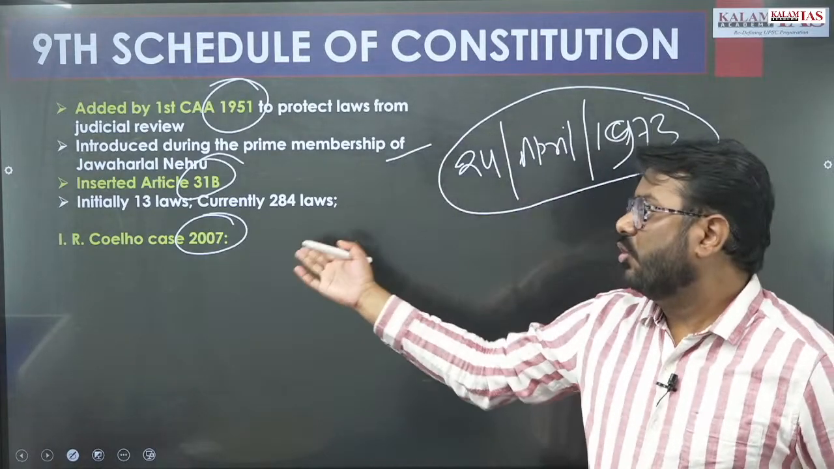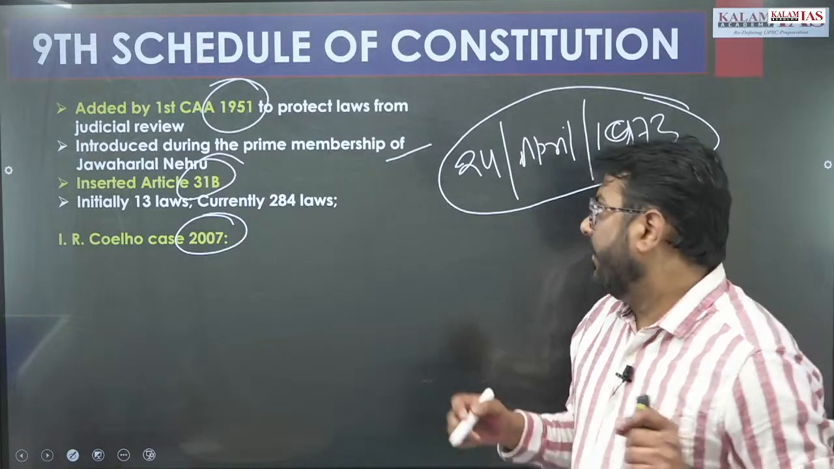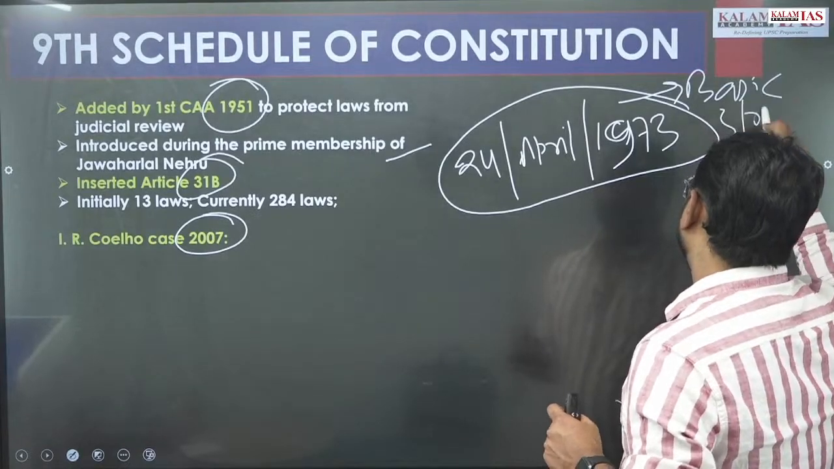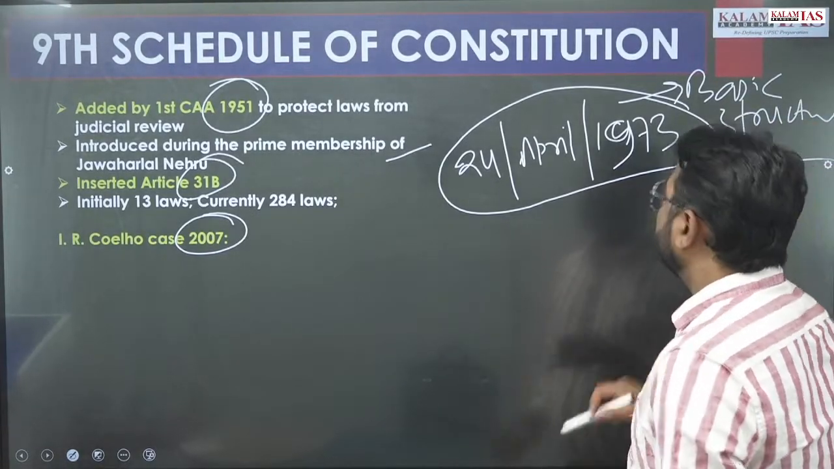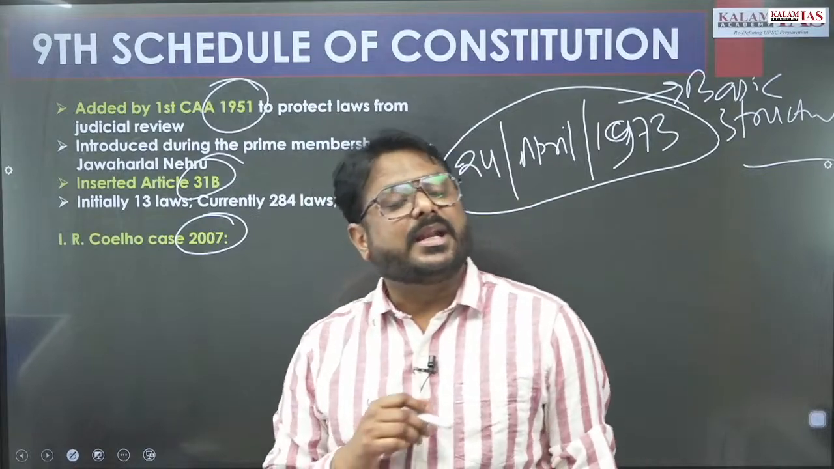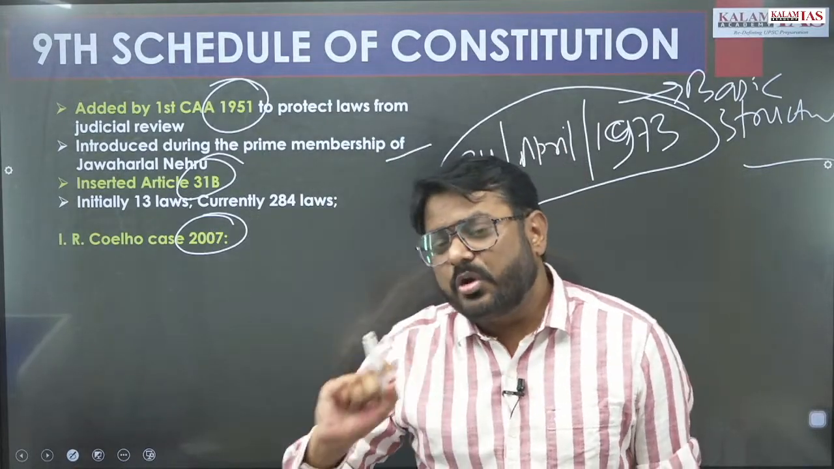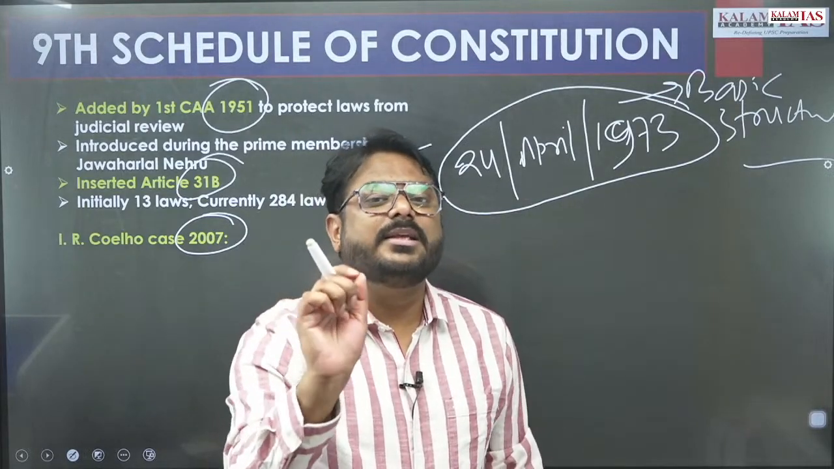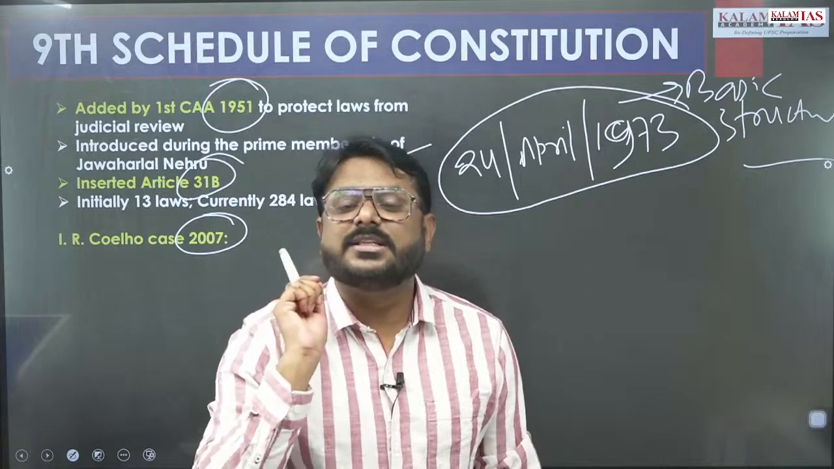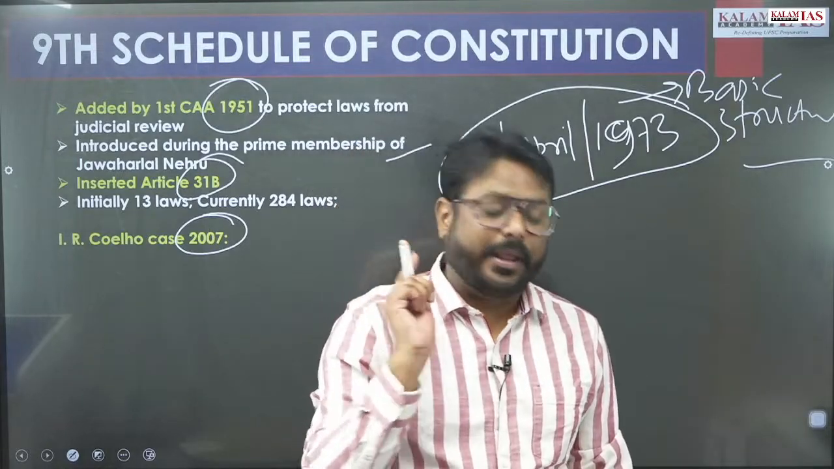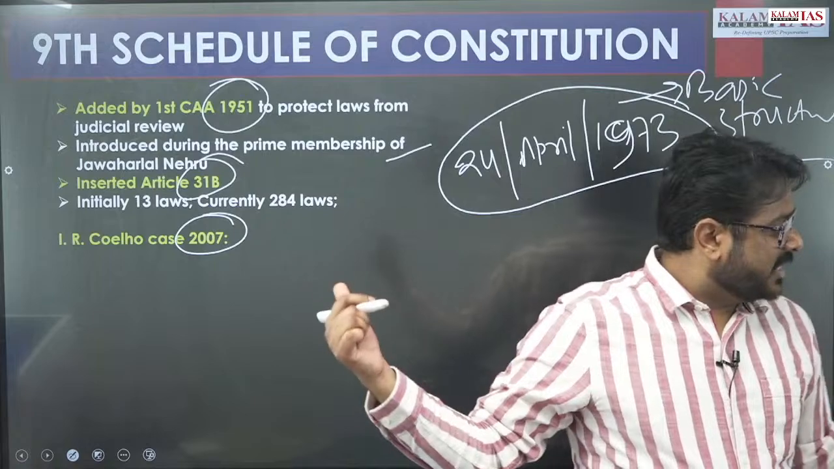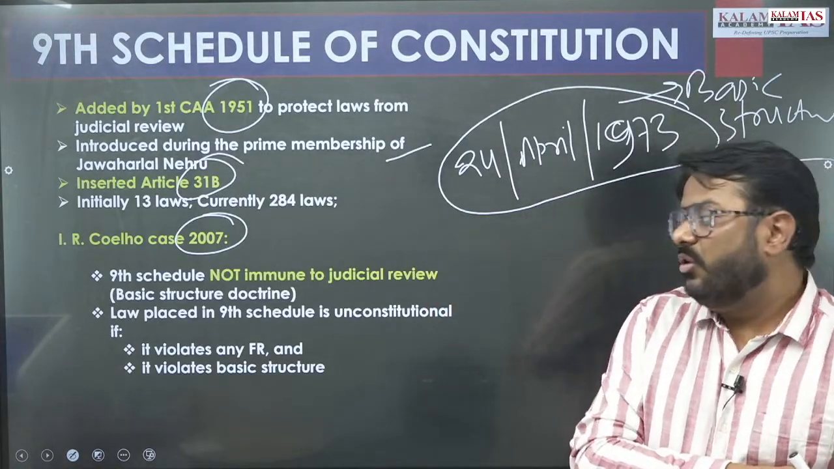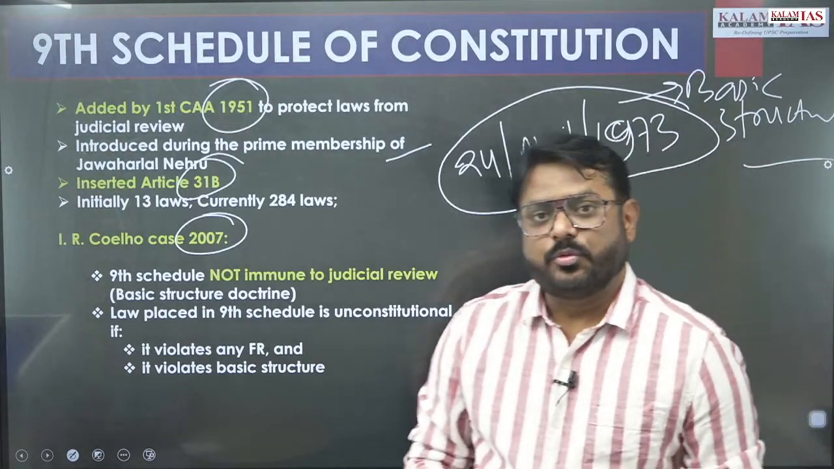In the IR Coelho case, it was said that as the basic structure doctrine came, basic structure doctrine came on the 24 April 1973. Why? Because on 24 April 1973, the final judgment of Kesavananda Bharati case came. So in the Kesavananda Bharati case itself, basic structure doctrine came. So as per the IR Coelho case, the 9th schedule is not immune to the judicial review.